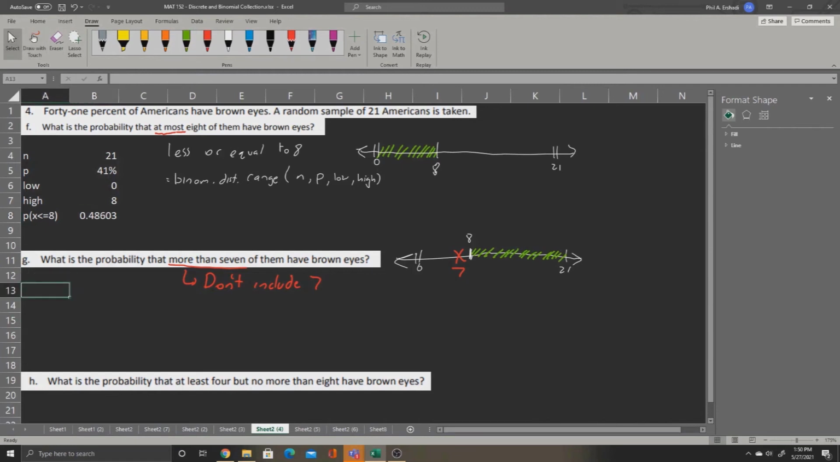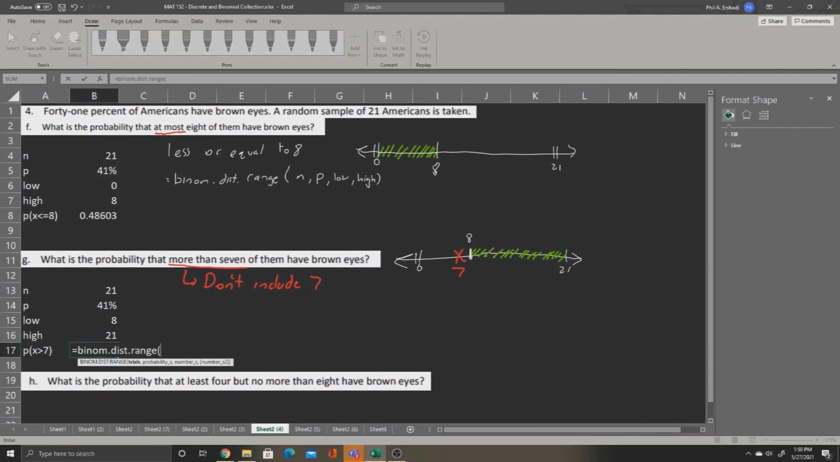So once again, we'll use the same formula, binom.dist.range, with n, p, low, and high. Our n is still 21, and our p is still 41%. Our low value is now 8, and our high value is 21. So we'll say the probability of x being more than 7, use binom.dist.range, click the n, comma, p, comma, low, comma, high. Close the parentheses, and we'll get the probability of being greater than 7 is 0.68453.